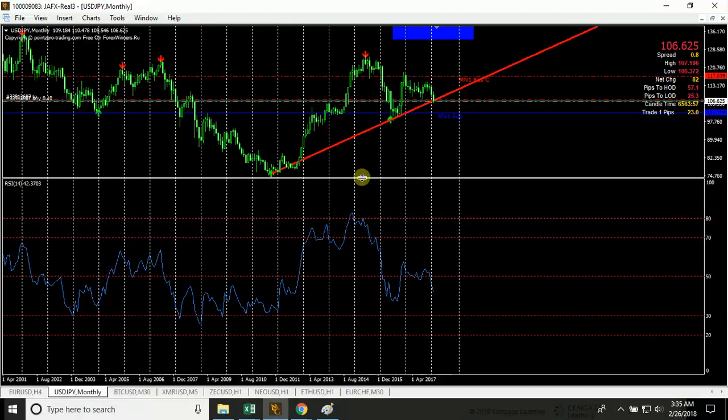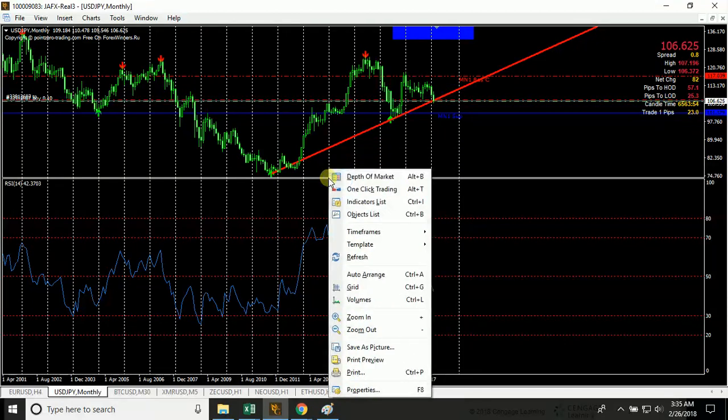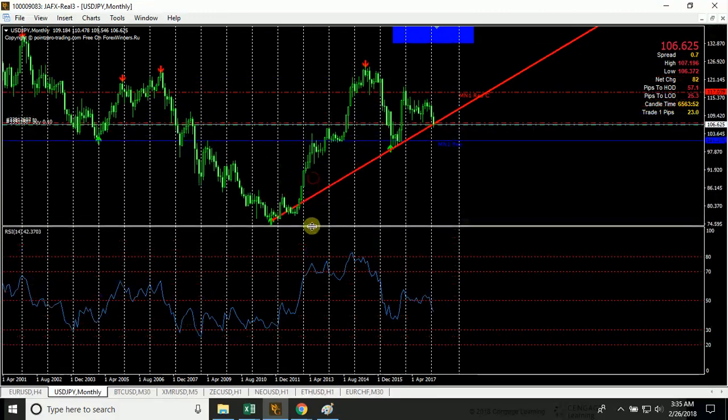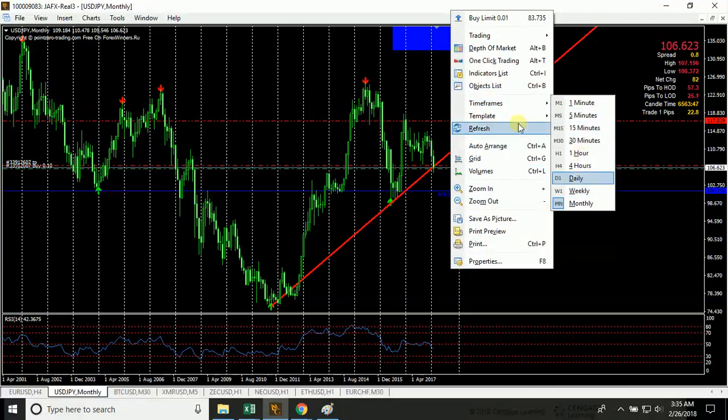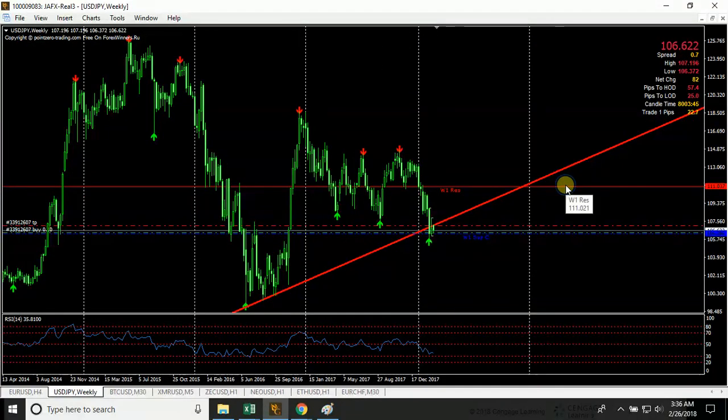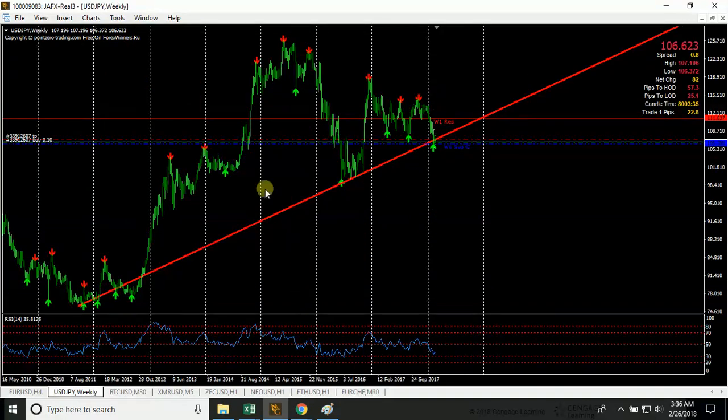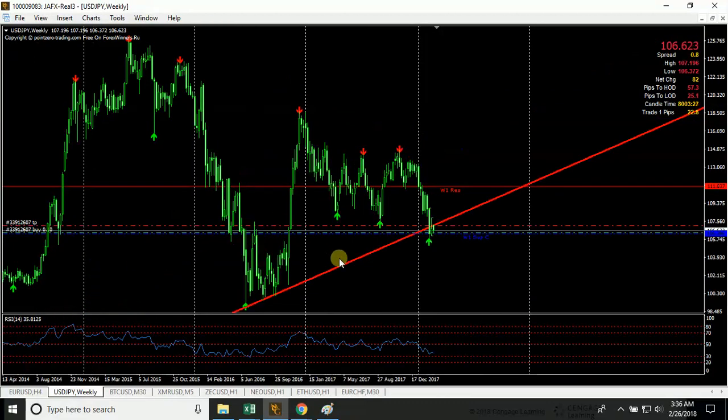Now this is a monthly. Then we come in here and we can go to the weekly. Now we have a weekly. We have resistance, support. You can see that right off the bat. We have the trend line we drew on the monthly, still there. We have a low, high, then we can clearly see a range right in here.